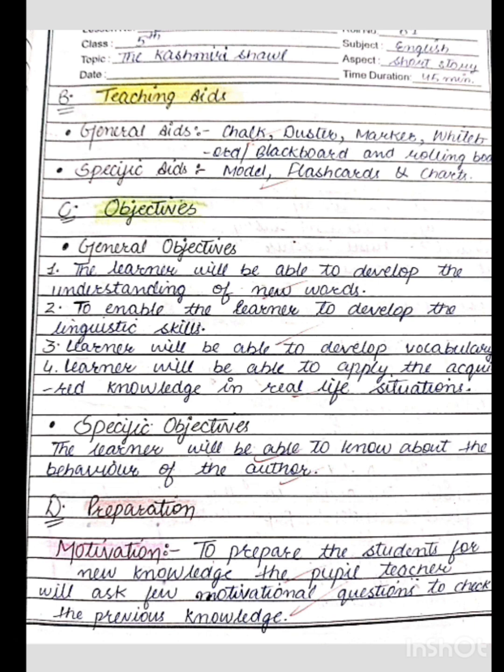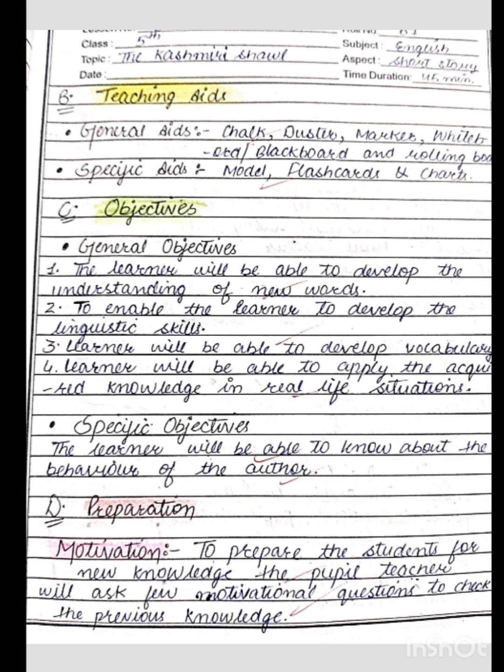Now our second point is objectives. As you all know, in Herbartian approach we have two kinds of objectives, that is general objective and specific objective. Let's start with the general objectives. The first general objective is the learner will be able to develop the understanding of new words. The second is to enable the learner to develop the linguistic skills. The third one is the learner will be able to develop vocabulary. The fourth one is the learner will be able to apply the acquired knowledge in real life situations.